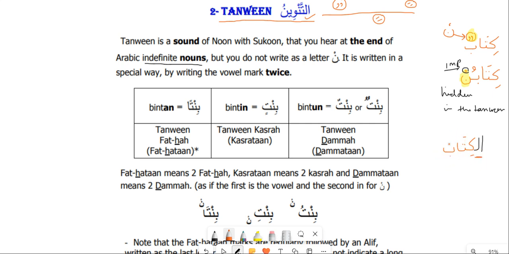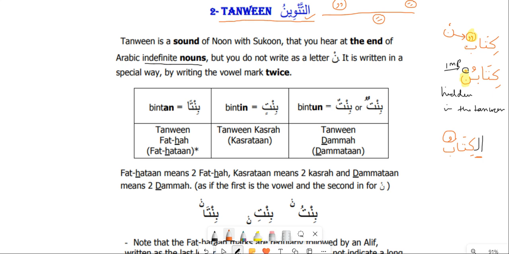Does it have a tanween here? No, it gets a single haraka. Al-kitabu. See? Now when I say al-kitabu, do you hear the noon sound? No. So that's why they say it's the indefinite sound. The sound of noon comes only with the tanween.